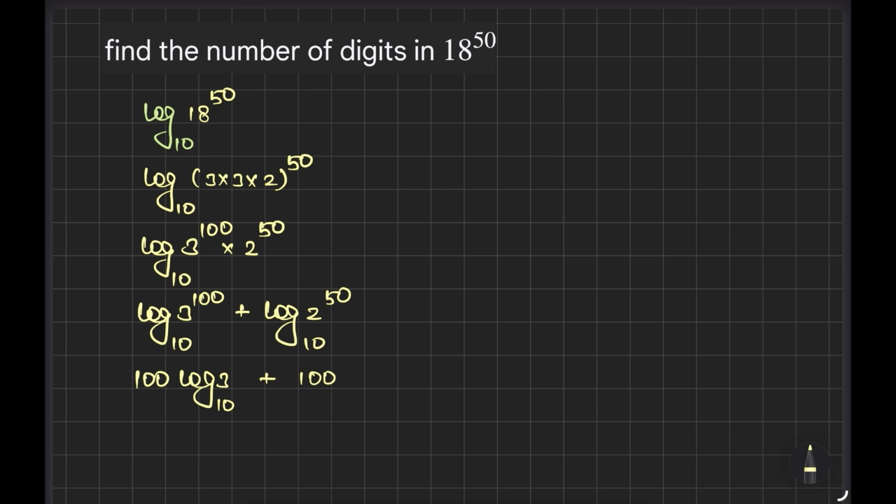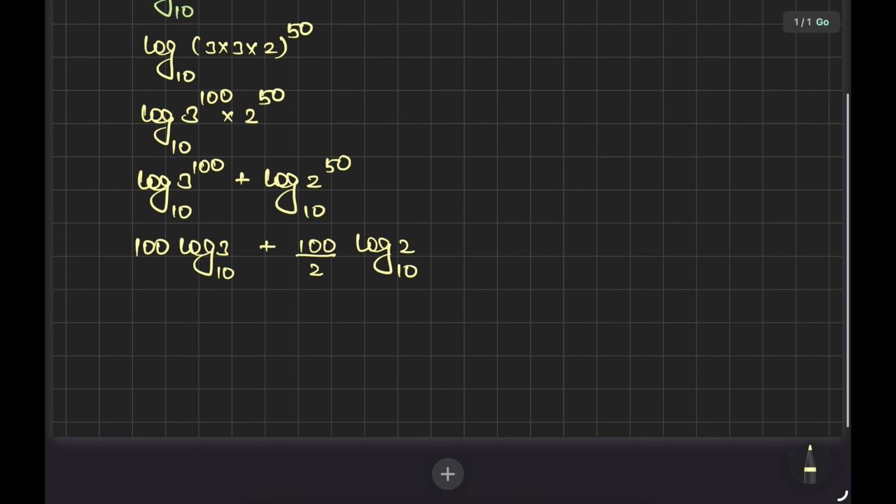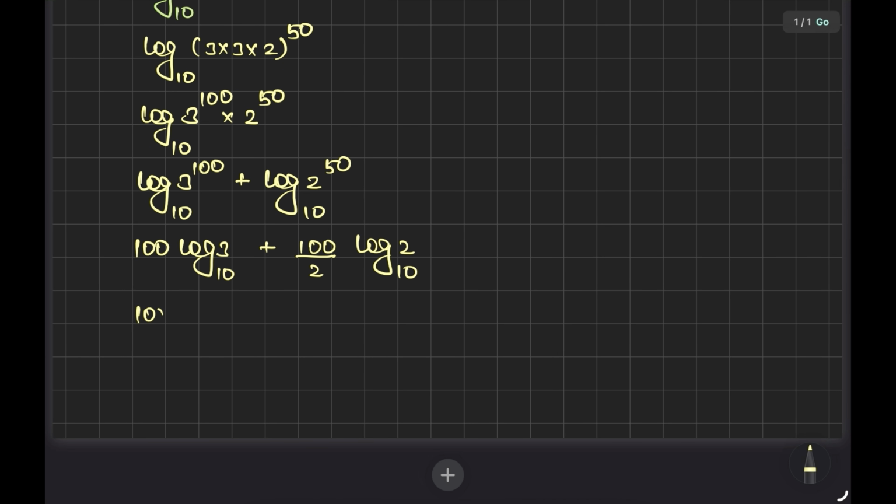Can I write down 50 as 100 by 2 so that multiplication becomes easy. 2 base 10. Okay, now simplify things. So you know that log 3 is 0.4771. Now 100 by 2, you know that log 2 is 0.3010. Correct?